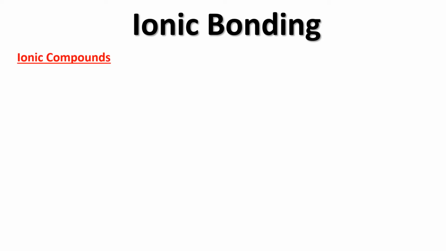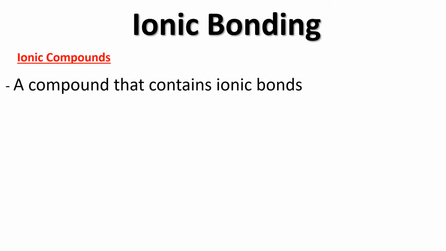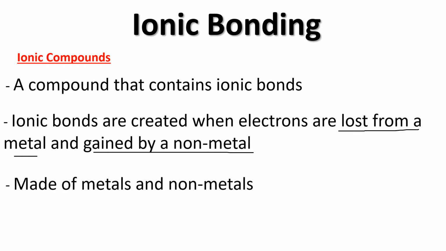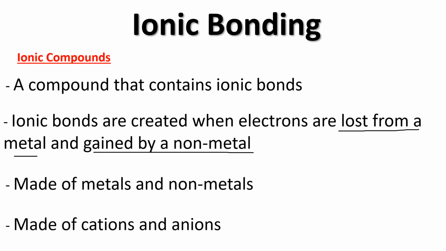Ionic bonding. So ionic compounds contain an ionic bond. Ionic bonds are created when electrons are lost from a metal and gained by a non-metal. So they make a nice partnership. They're made of metals and non-metals, or another way to say it is they're made of cations, which are positive, which would be the metals, and anions, which are negative, which would be the non-metals.